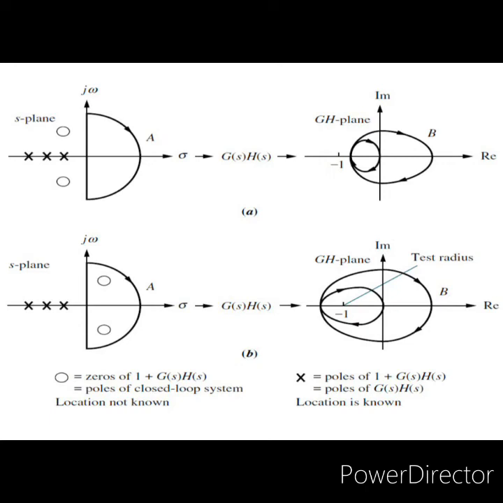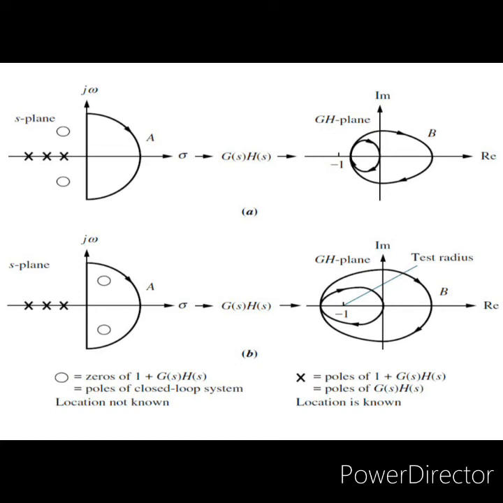These are the poles and zeros of the characteristic function 1 plus GH, which are shown over here. Now we know that the zeros of the characteristic function, the zeros of 1 plus GH, are the poles of the closed loop transfer function. If you don't recall, then try to learn this, memorize this, remember this: the zeros of 1 plus GH are the poles of the closed loop transfer function, and the poles of the closed loop transfer function should never be on the right hand side of the j omega axis.